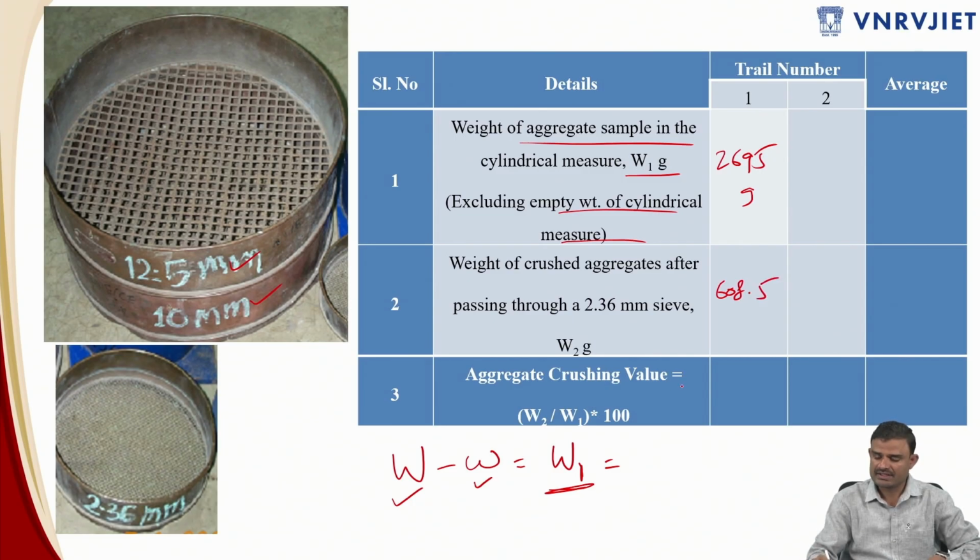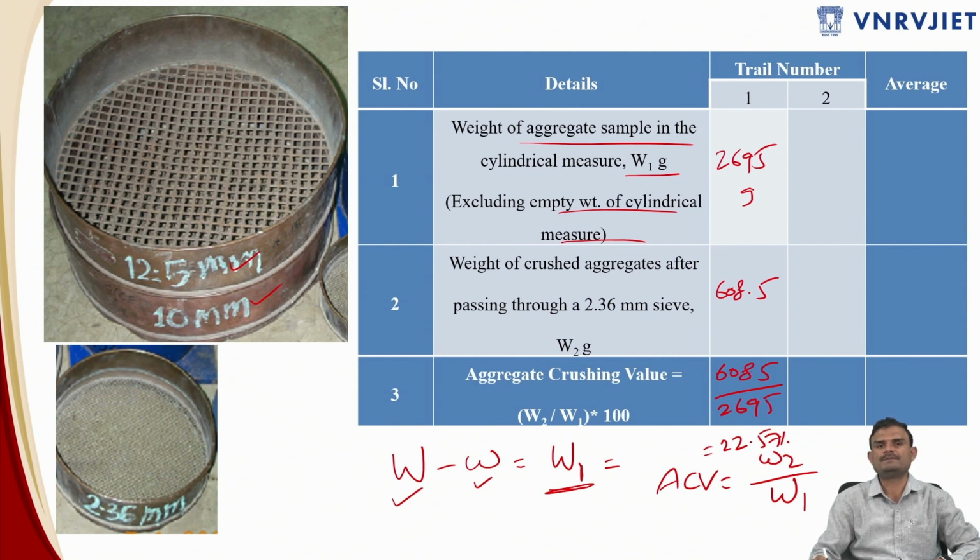So as a result of that, there is a formula over here, which is nothing but aggregate crushing value, ACV, equal to W2 divided by W1, which is the weight of the material that has become fine powder passing the 2.36 mm sieve over the initial weight that I have taken. This value is very easy: 608.5 divided by 2695. So you are going to get 22.57% as the aggregate crushing value.